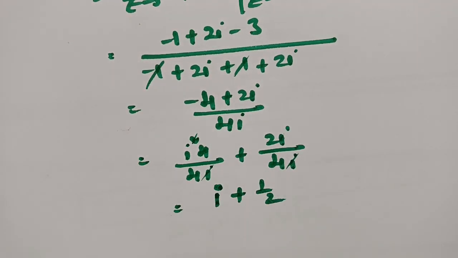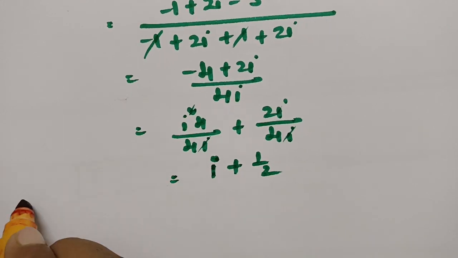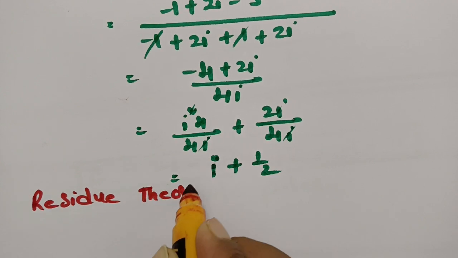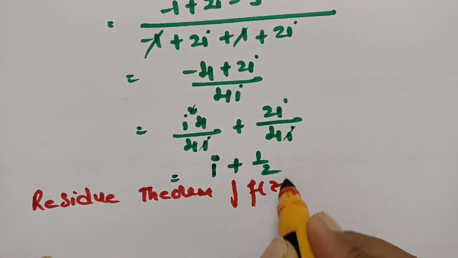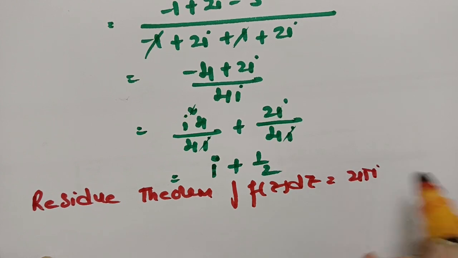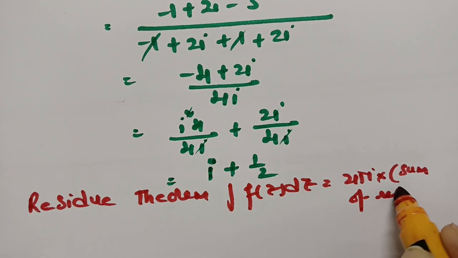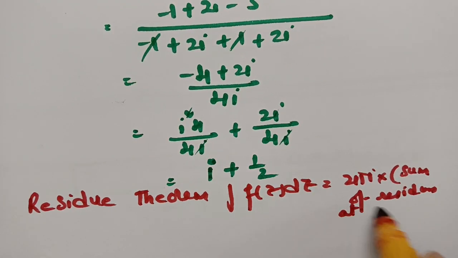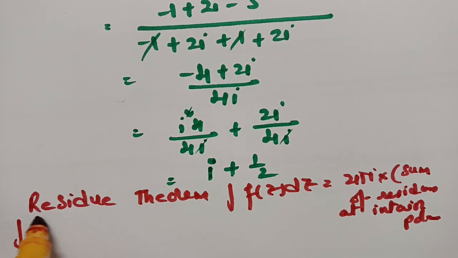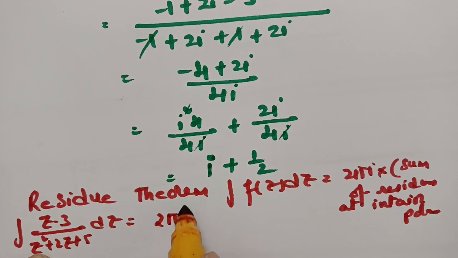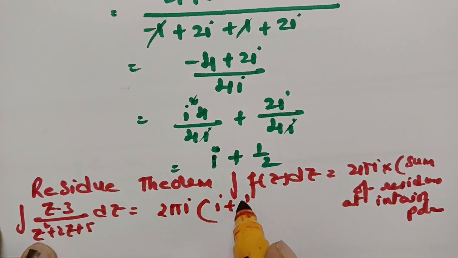According to our residue theorem, we have to apply the residue theorem. The integral of f(z) dz is nothing but 2πi times the sum of the residues at interior poles. So here, the integral of (z minus 3)/(z² + 2z + 5) dz is nothing but 2πi times the residue at the interior pole, which is nothing but i plus half.